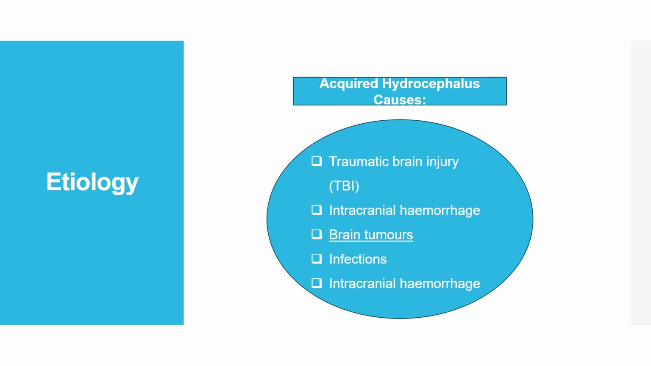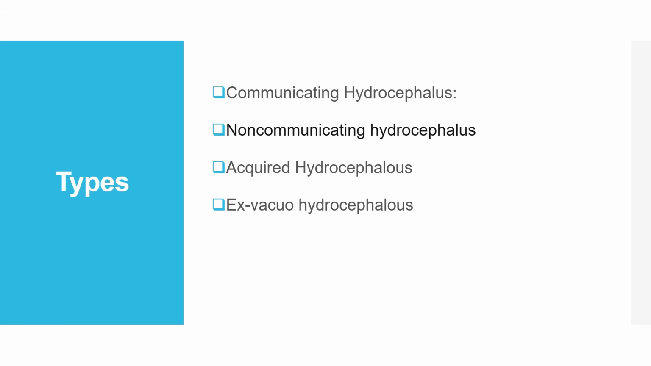Acquired hydrocephalus causes include traumatic brain injury, any hemorrhages, tumors, infections such as meningitis, and intracranial hemorrhages, where the normal equilibrium inside the brain is affected. Types include communicating hydrocephalus, non-communicating hydrocephalus, acquired hydrocephalus, and ex vacuo hydrocephalus.